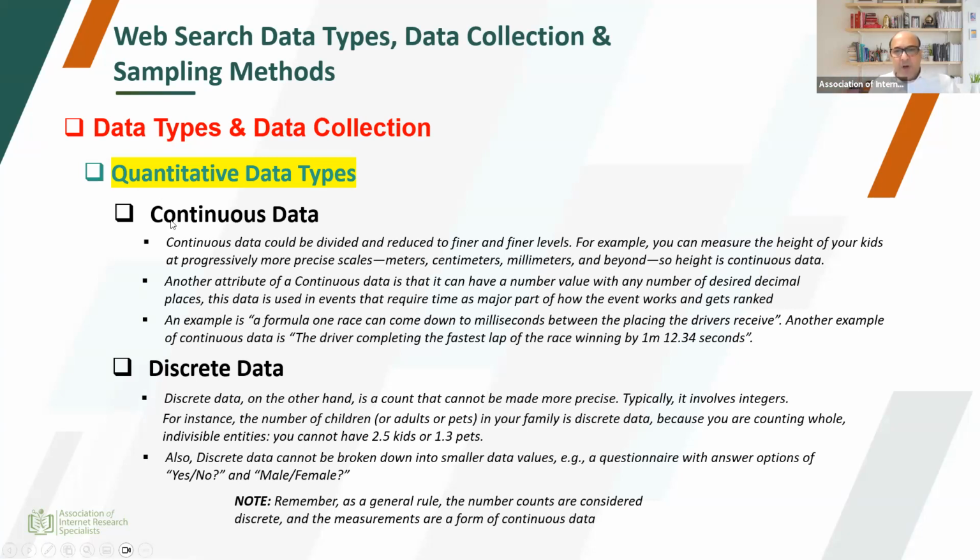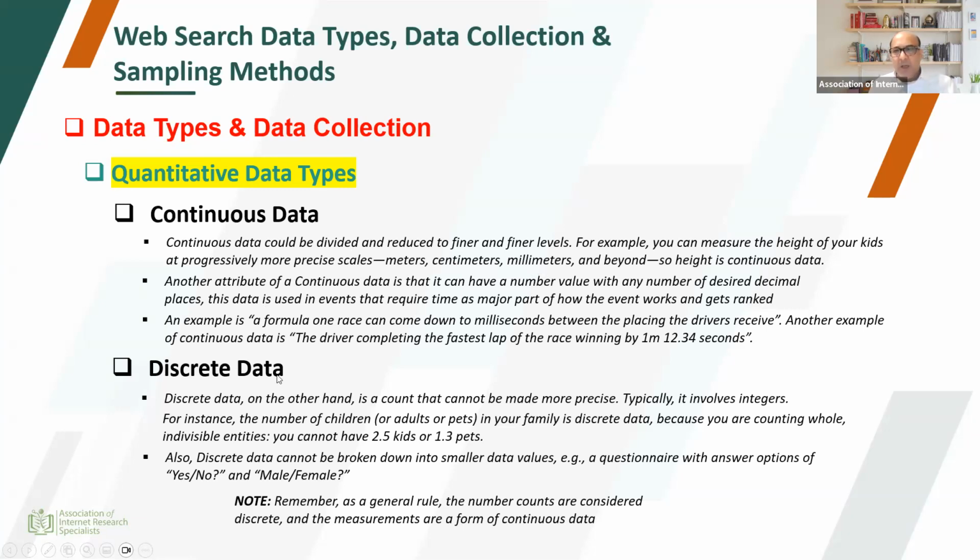So for your knowledge, up till now, with the basic information, you will be examined in the exams to make a distinction between continuous data and discrete data. The question would say to identify these numbers as corresponding to either continuous data type or discrete data type. In the simplest terms, for example, you can measure the height of your kids in progressively more precise scales: meters, centimeters, so many meters and so many centimeters, and so many millimeters. Okay, so this is continuous.